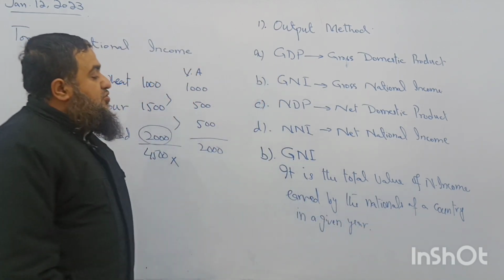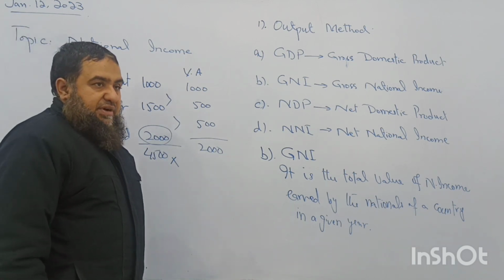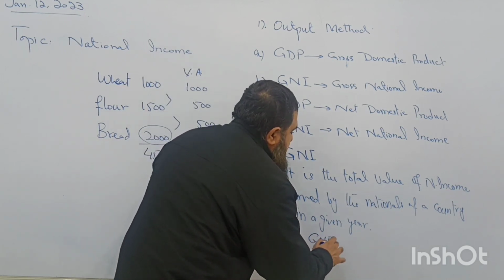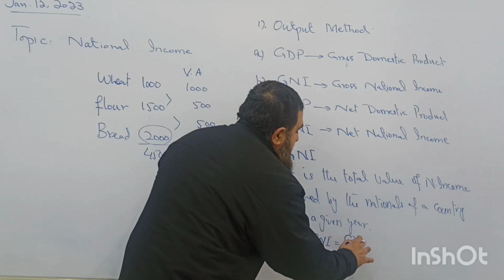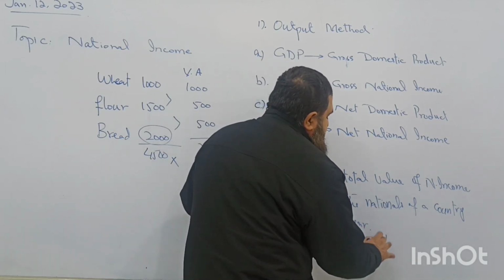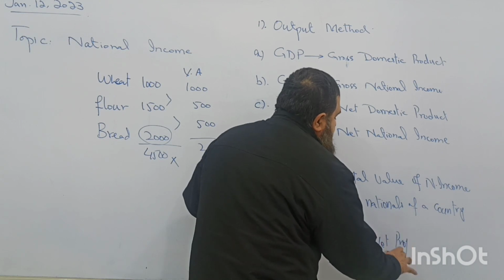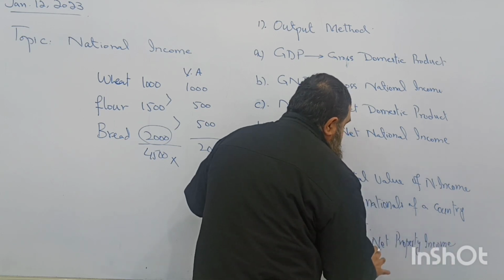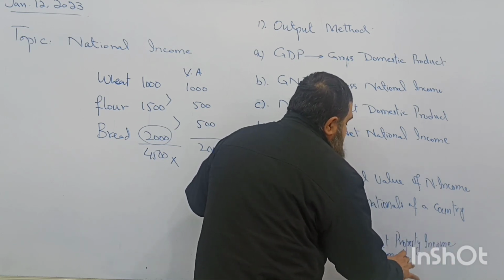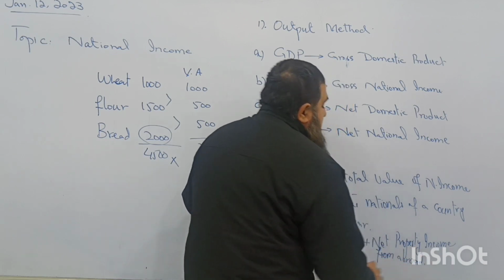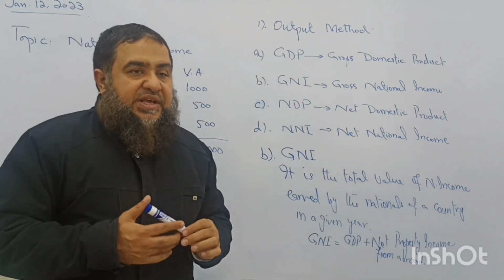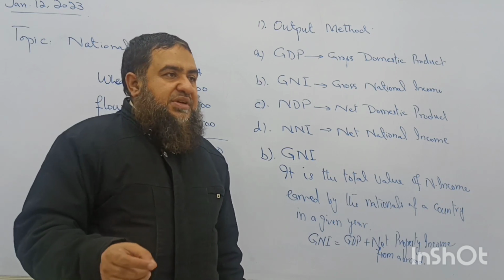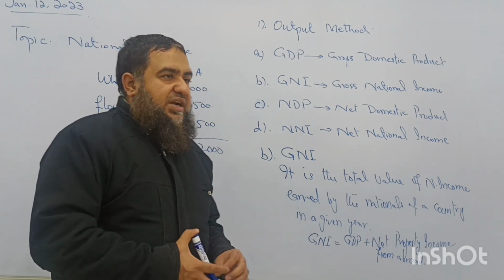Now how to calculate GNI? First our departments calculate GDP. So GNI means GDP plus net property income from abroad. Do you know what that means? From abroad. It means many Pakistanis are working abroad and sending their incomes, remittances, workers' remittances, to their homeland. Their families are residing over here.